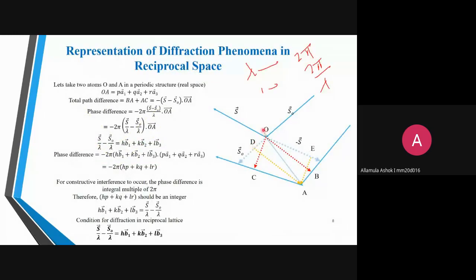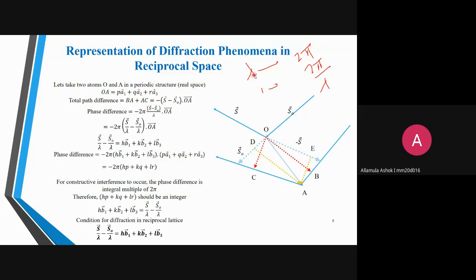But this OD distance is equal to the projection of the OA vector onto S naught bar. So it is S naught bar dot OA bar. Then again CA is equal to OE. This OE is nothing but the projection of OA bar onto minus S bar. Why? Because this is the diffracted ray direction, and I am projecting backwards, so it is opposite to S bar. That's why it is minus S bar. Therefore, S naught bar dot OA bar plus minus S bar dot OA bar is the total path difference.